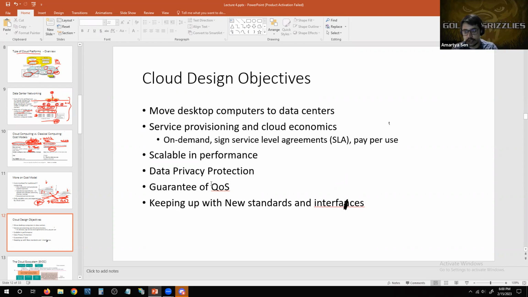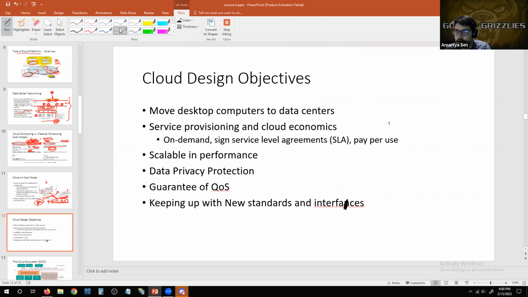So again, as we had discussed many times previously, just give me 1 second, I'm just waiting for this to go away.